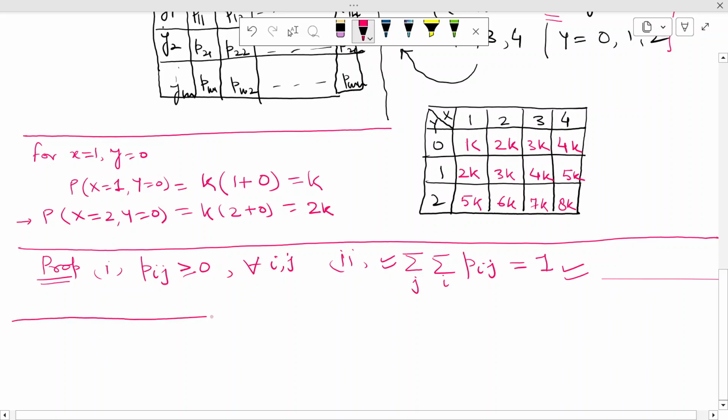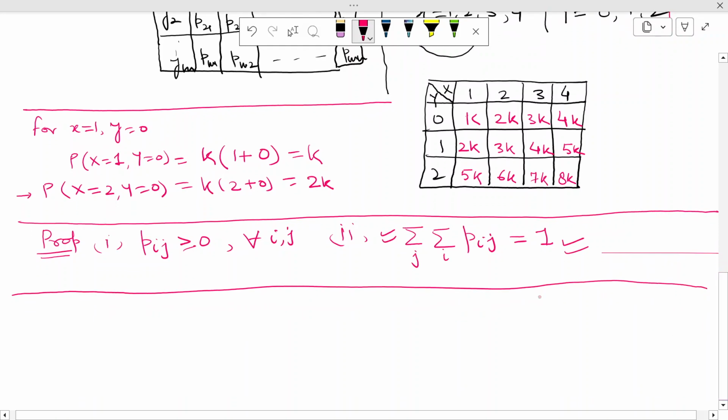In order to illustrate the use of these properties, let us suppose we have to find the value of k. What should be the value of k? As the second property states, when you are adding all the probabilities you will get 1. So we are using this property, that when you are performing this summation, it should be 1.